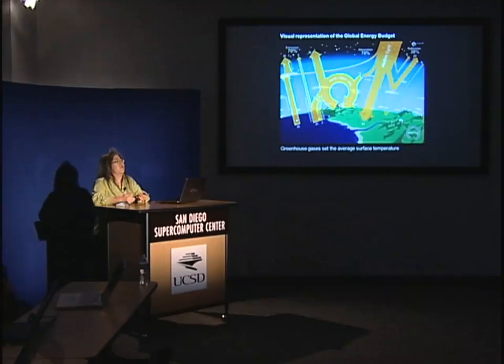This number right here, 21%, is the long wave radiation. That's the infrared radiation emitted by the Earth's surface depending on its temperature.